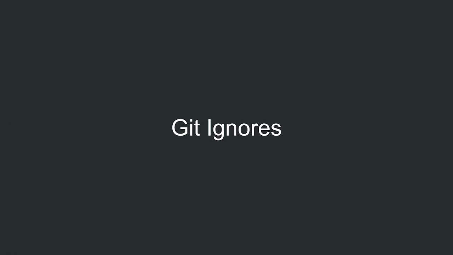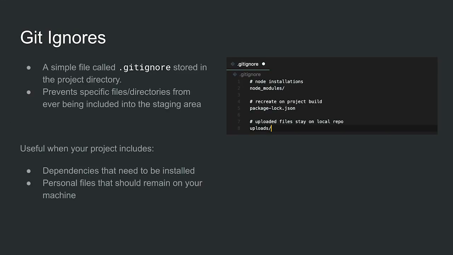I also want to talk about git ignores. A git ignore is a simple file that's always titled .gitignore and it's stored in the root of your project directory. What this does is it prevents specific files and directories from ever being included in your staging area. This can be really useful when your project includes things like dependencies that need to be installed or any personal files that should remain only on your machine.